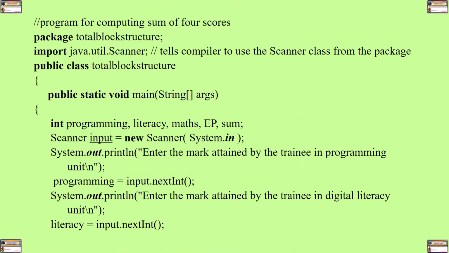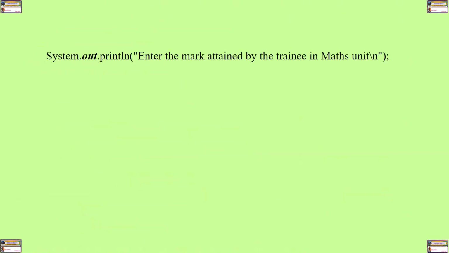And then we read the value. We are reading a whole number, and therefore we read the value through the input object. The statement reads input.nextInt. Whatever value is captured, that value should be assigned in the memory location called literacy. The next statement is to prompt the user to enter the mark attained by the trainee in months unit, and then move one line below.